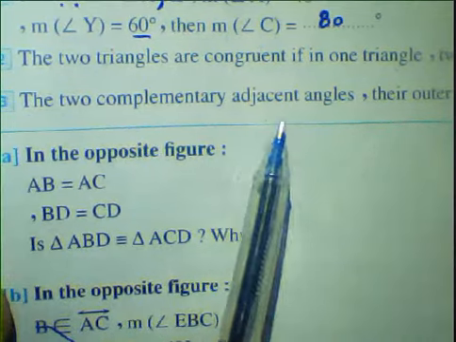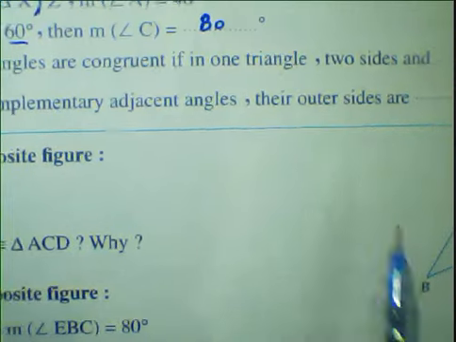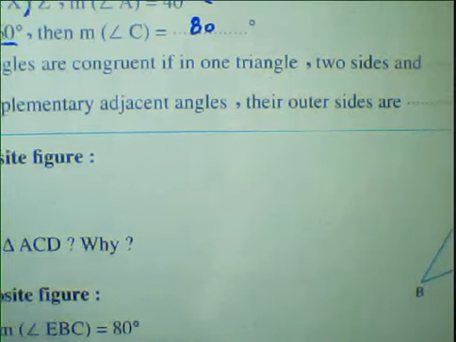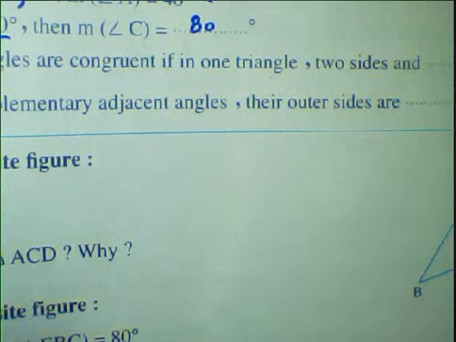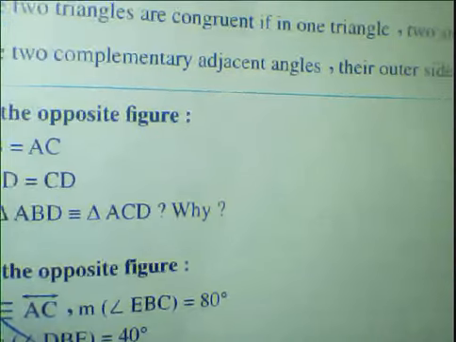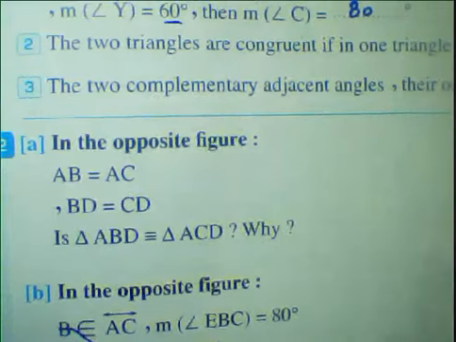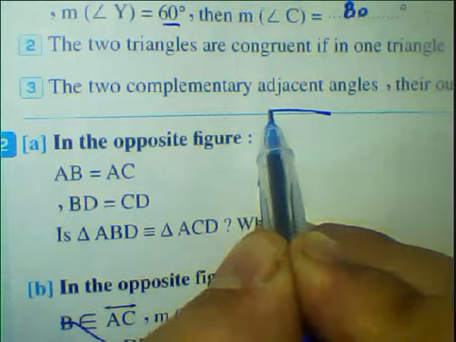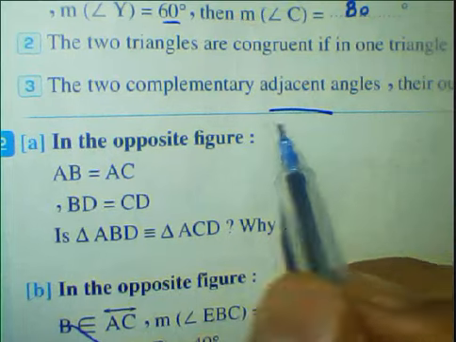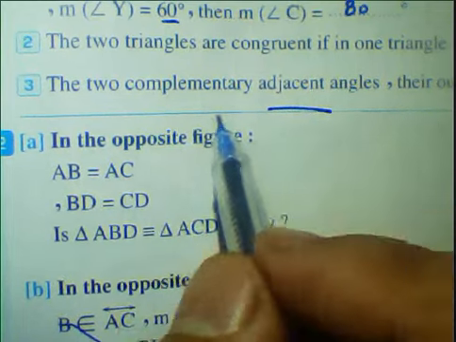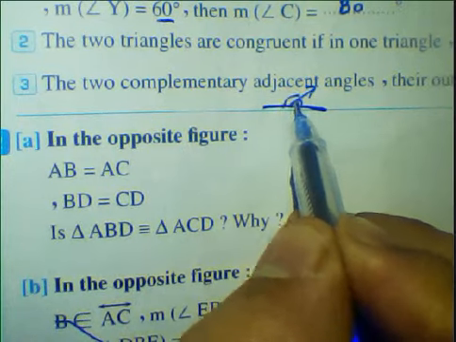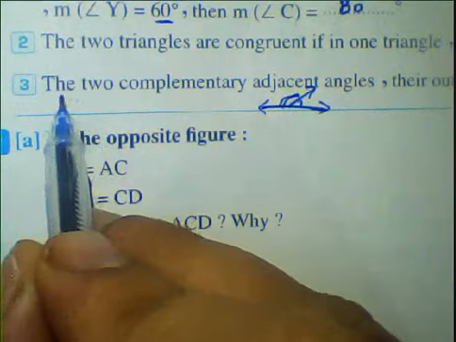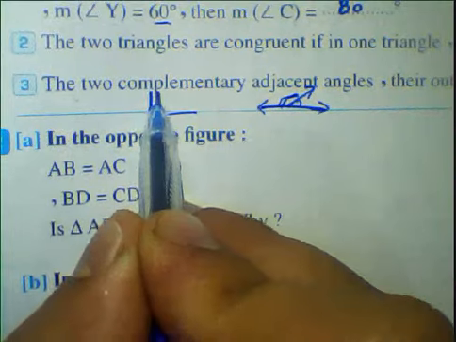The two complementary adjacent angles, their outer sides are. He asked about outer sides. We have outer sides in the same straight line. I will draw it again to understand. We have complementary angle and supplementary angle. Supplementary angle means 180. It's supplementary angle. But he asked about the two complementary angles.